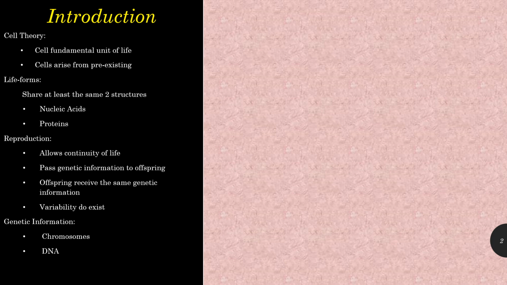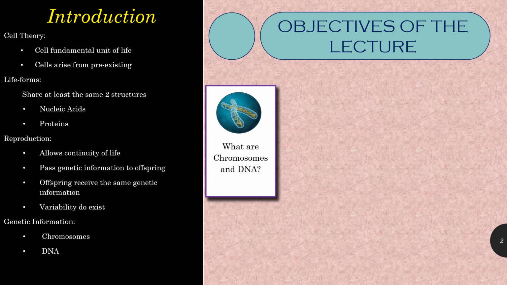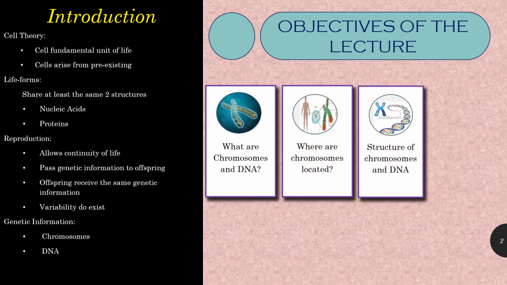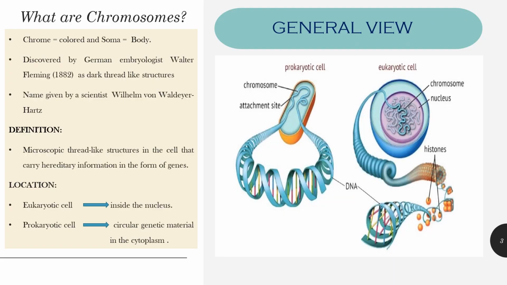So the main objective of this lecture is to make you understand the basic concepts about the continuity of life. Throughout the lecture, we will focus on the following points, that is, what are chromosomes and DNA, where are chromosomes located, structure of chromosomes and DNA will be discussed. Along with the structure, we will also discuss the function of chromosomes and DNA. First, we will discuss about chromosomes.